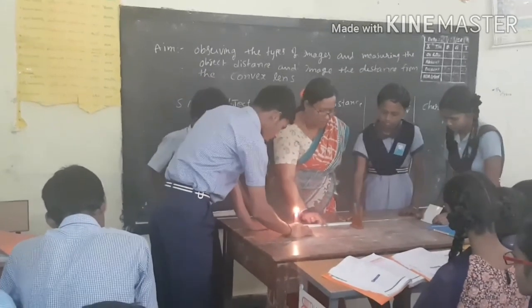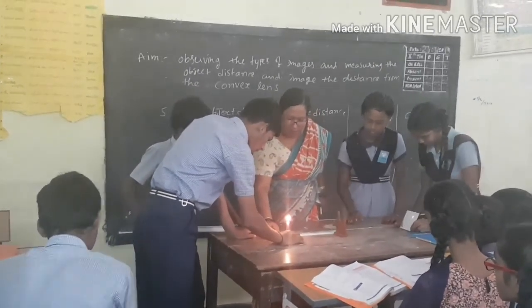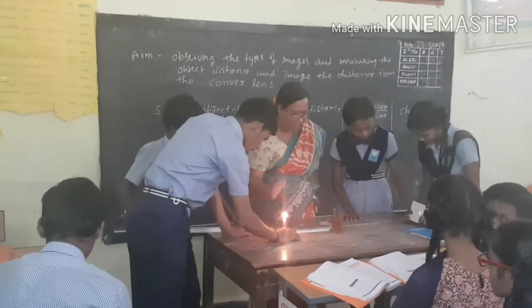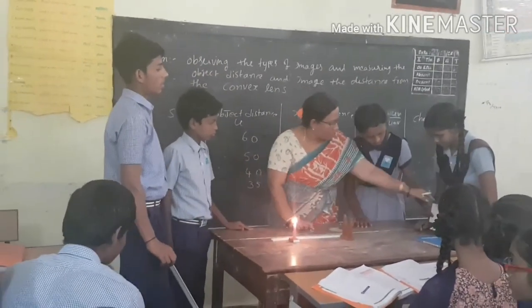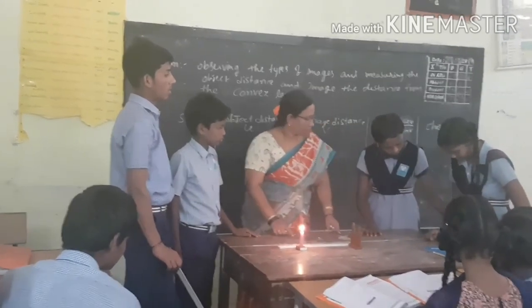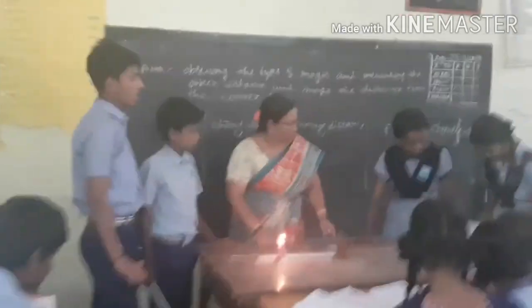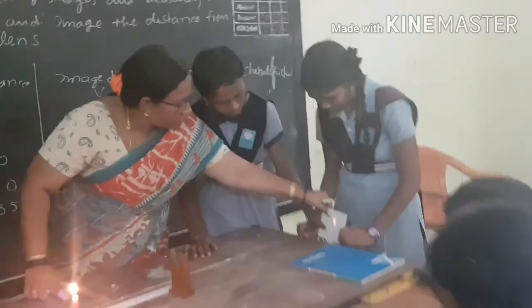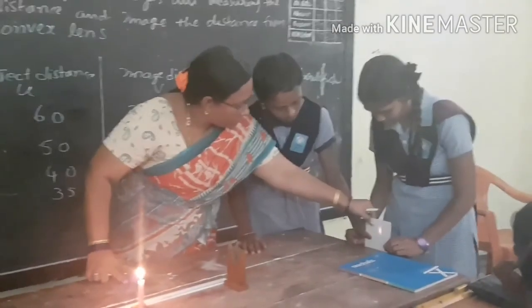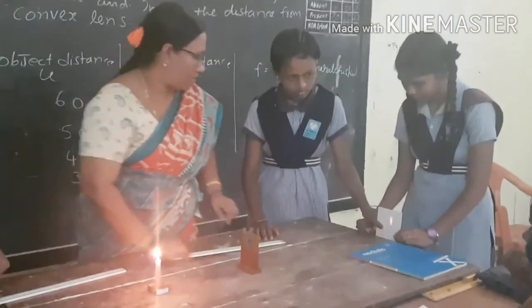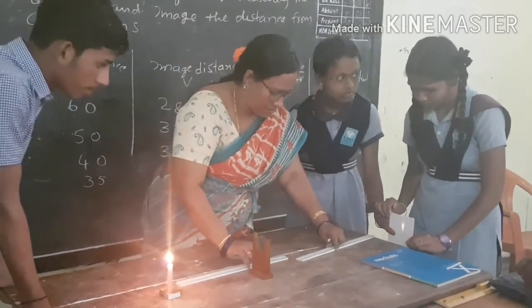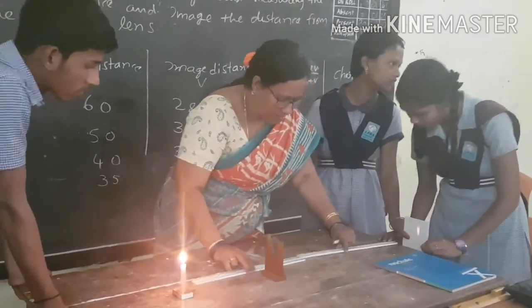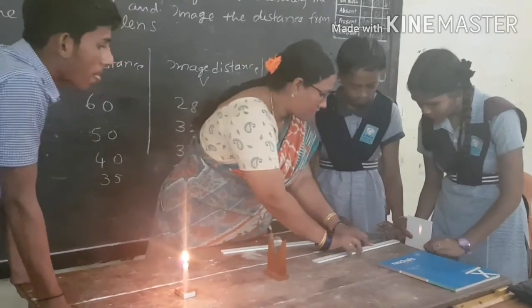The object is at 30 centimeters. See the image distance. We can get the image. Measure the image distance. The image is enlarged, real, inverted.